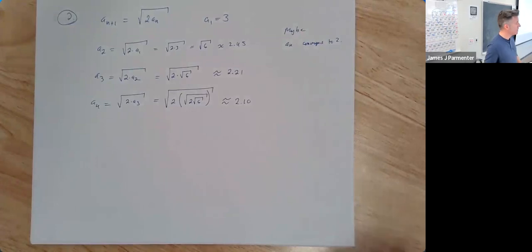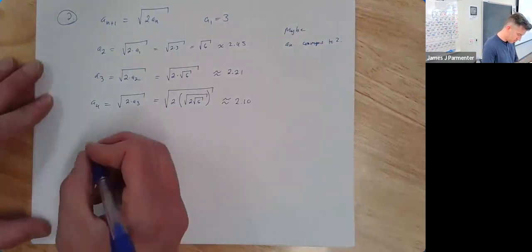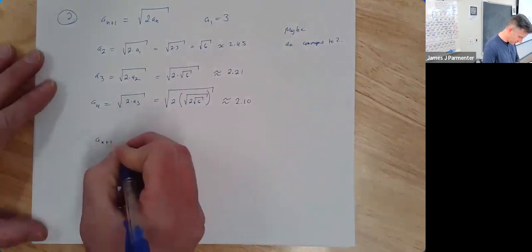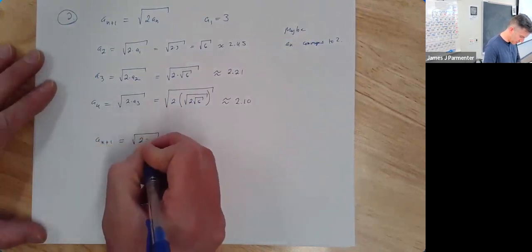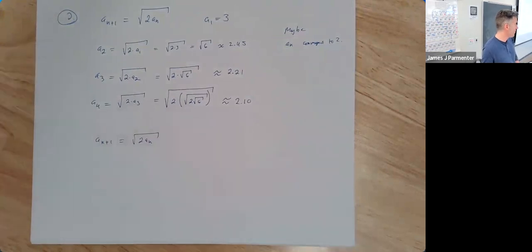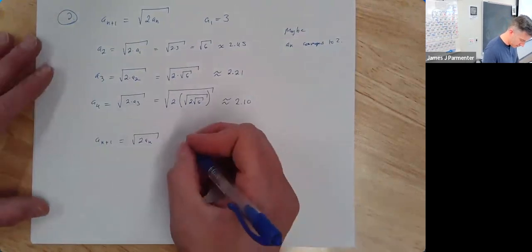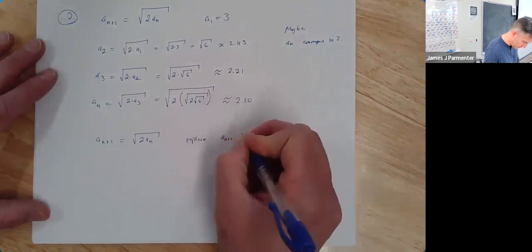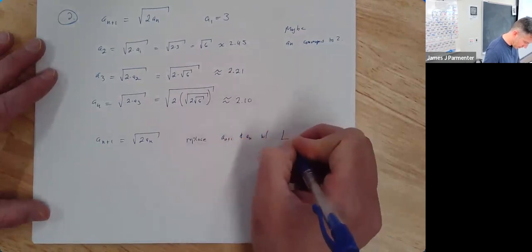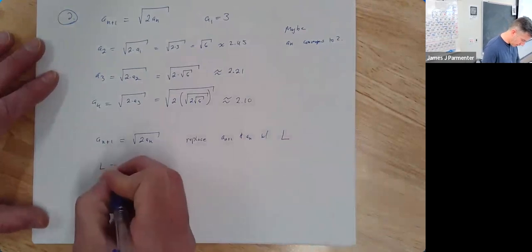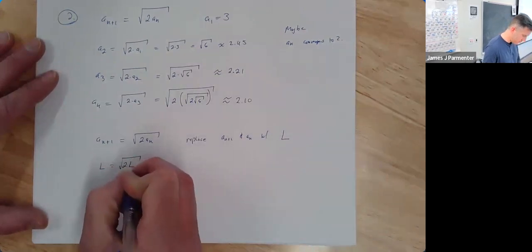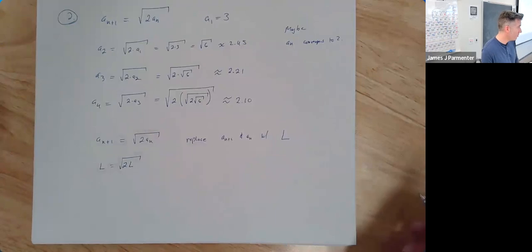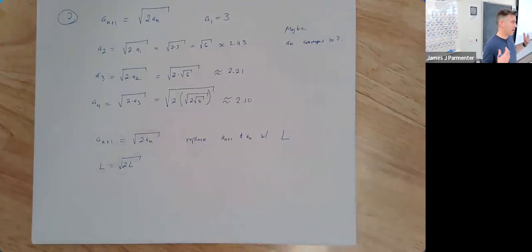But the way we check to see if that's even a reasonable guess is we do the same thing. We're going to take our recursive sequence, a sub n plus 1 equals the square root of 2 times a sub n, and replace every a sub n plus 1 and a sub n with L. So L equals the square root of 2L. And then we're going to solve for L using whatever algebra we need to use.